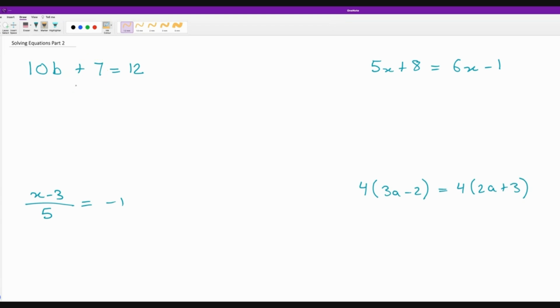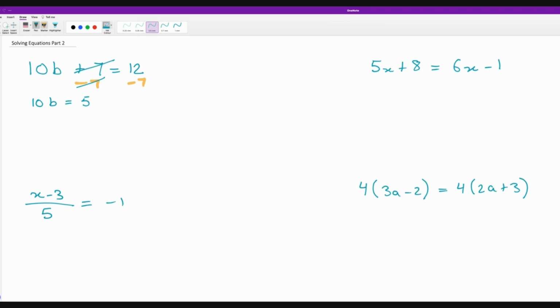Let's move this plus 7. To do that, I need to minus 7 on both sides. That way I get this plus 7 and minus 7 to cancel out, leaving me with 10b is equal to 12 minus 7, which is equal to 5.